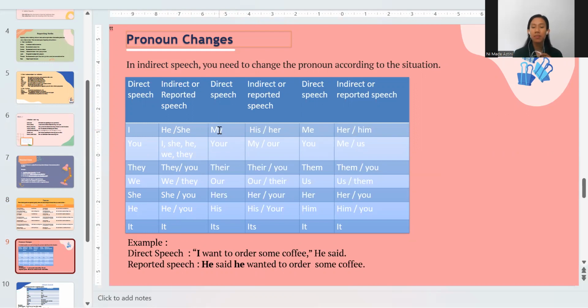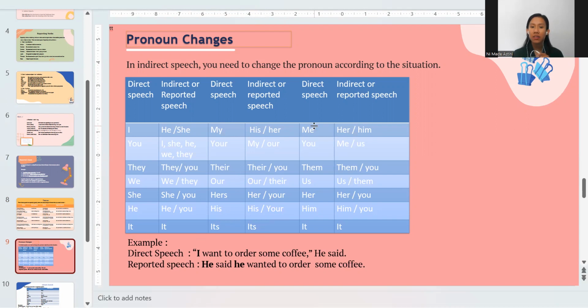And then for possessives, my can be changed to his or her. Your can be changed to my or our. And then their will be changed to their or your. And then our can be our or their. And then her can be her or your. His can be his or your. And then its is also the same.